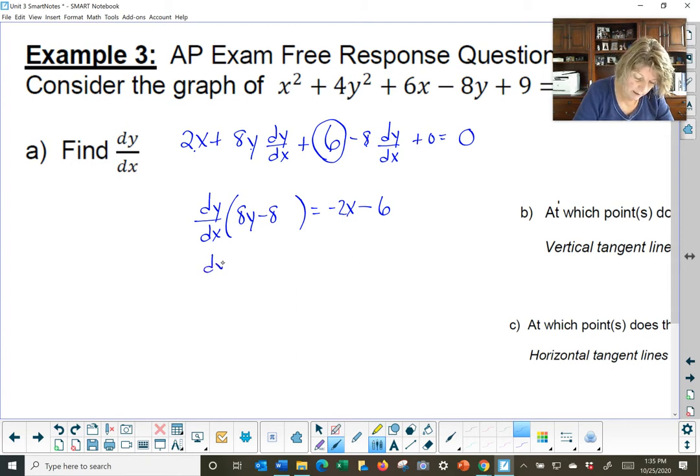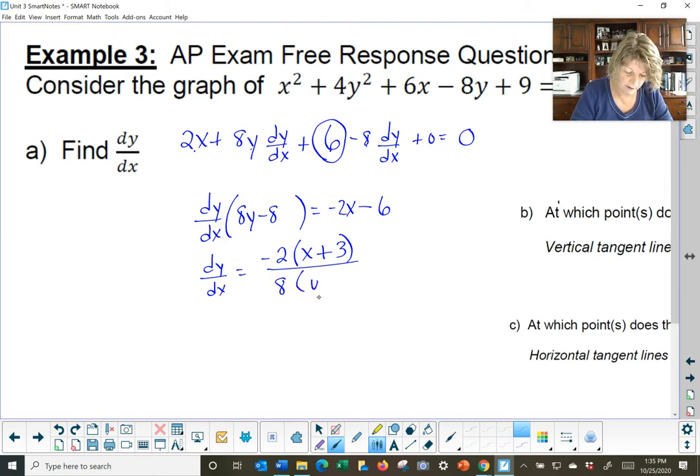And I could have dy/dx. I'm thinking you guys are probably pretty good with doing all the algebra. I'll divide by 8y minus 8. It shares an 8, so I'm going to factor that out as I do my division. And that would have been 8y minus 8. It reduces, so let's get it reduced. dy/dx equals negative x plus 3 over 4y minus 4.